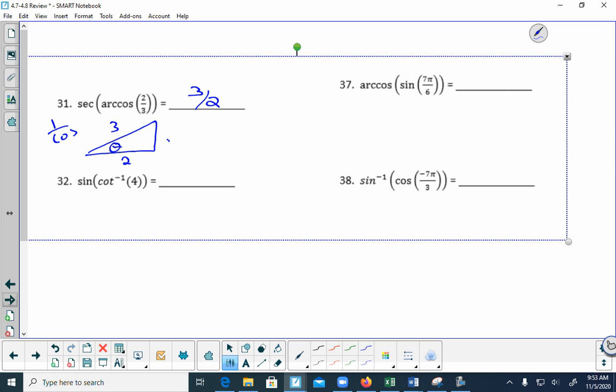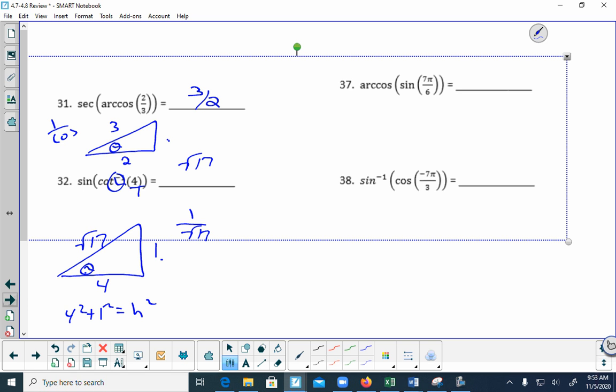The cotangent is equal to 4. So I'm drawing my triangle. Cotangent is the adjacent over the opposite. So I can think of this as 4 over 1. When I do Pythagorean theorem, 4 squared plus 1 squared is equal to that hypotenuse squared. This ends up being the square root of 17. Now it wants the sine of this angle, because this now becomes the angle. The sine is 1 over the square root of 17. Rationalizing, I'm going to have the square root of 17 over 17.